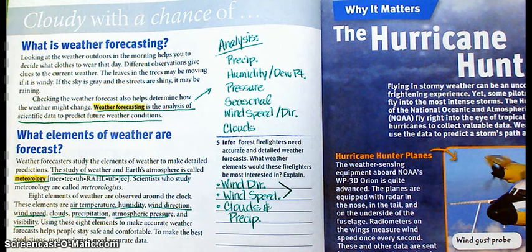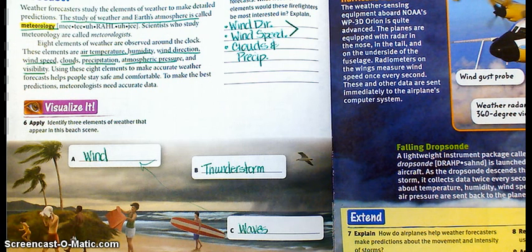All right, let's go down to the bottom of the page and take a quick look at number 6. It says identify 3 elements of weather that appear in the beach scene. I can tell that there is plenty of wind. I can tell that because of the waves. And if I look out off the shore, there are some dark clouds. There is obviously rain. And so I can predict that there's probably a thunderstorm going on just offshore. Okay.